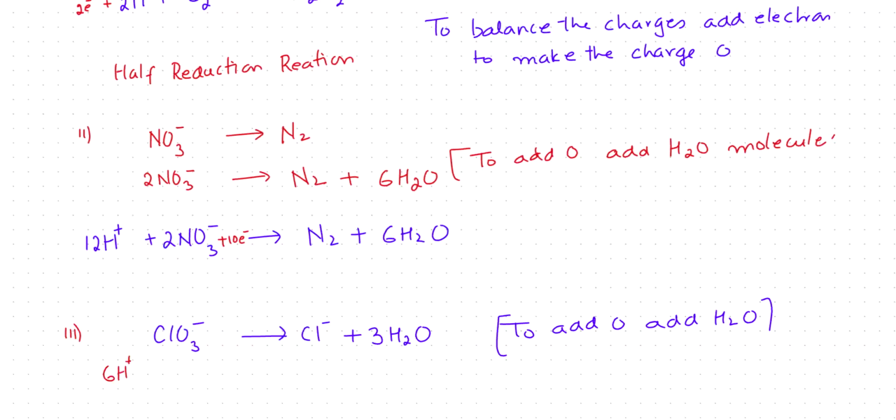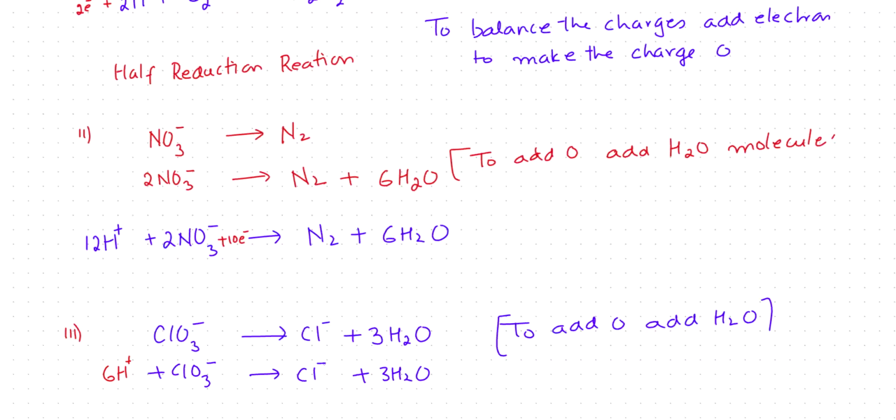ClO3 negative gives Cl negative and 3 water molecules. Now we'll check again. So 1 chlorine, 1 chlorine, 3 oxygens, 3 oxygens, 6 hydrogens, 6 hydrogens. Last step is to balance the charges. So on the right side we have 1 negative charge, left side we have 1 negative. So 1 negative, they cancel.